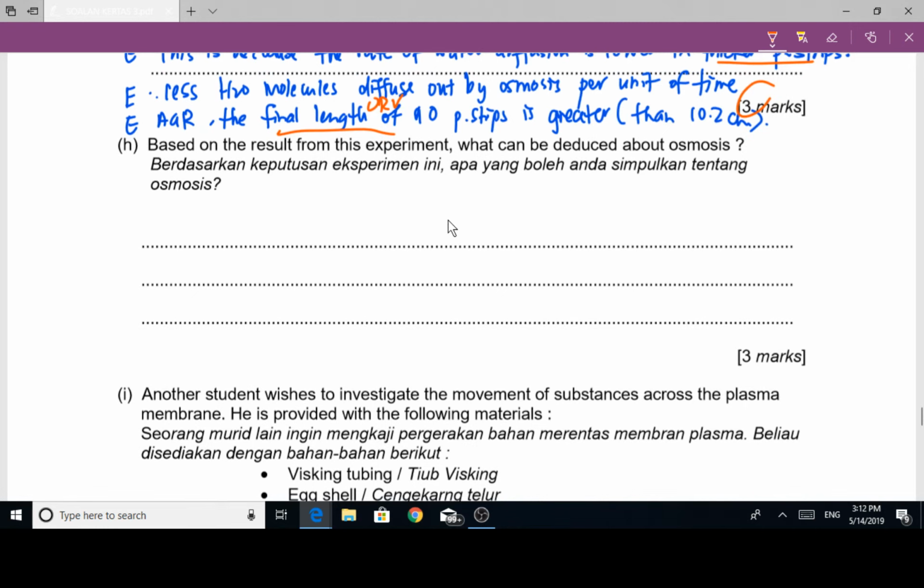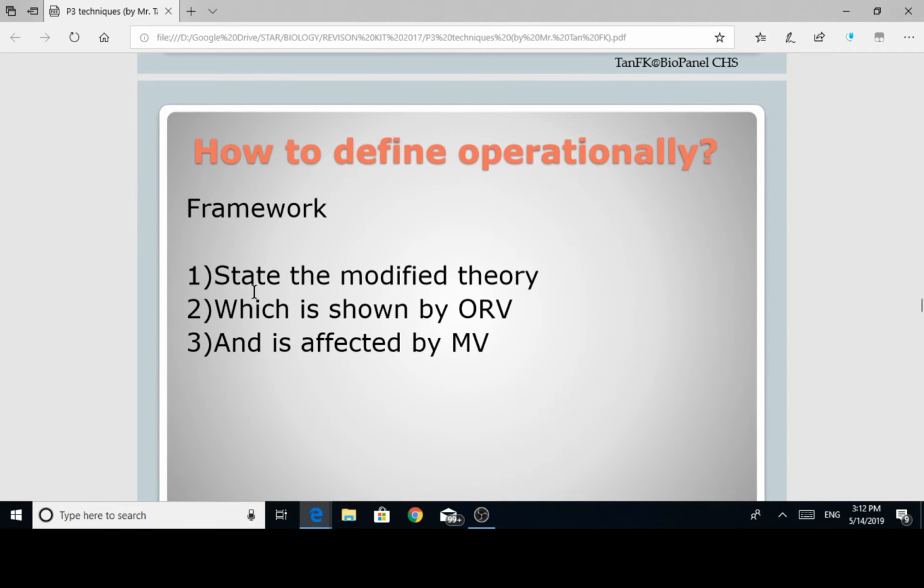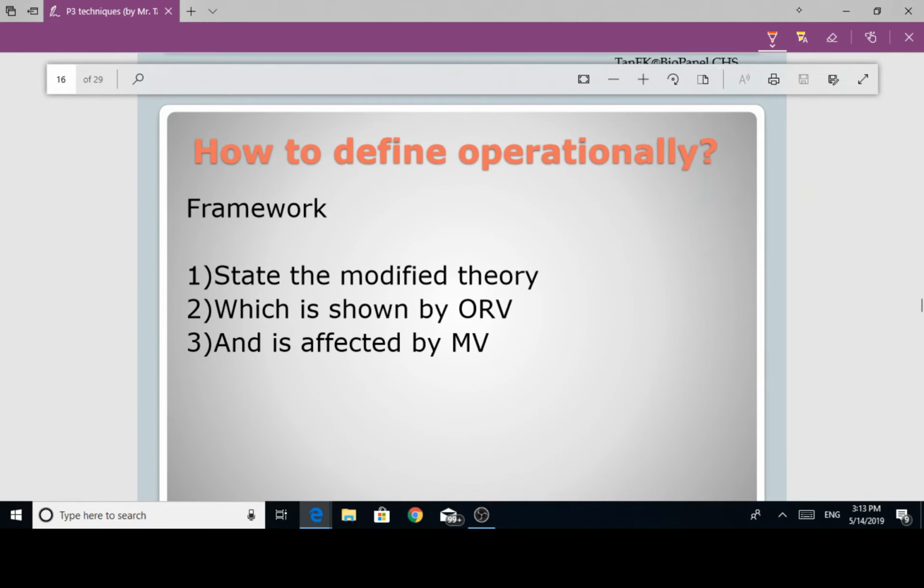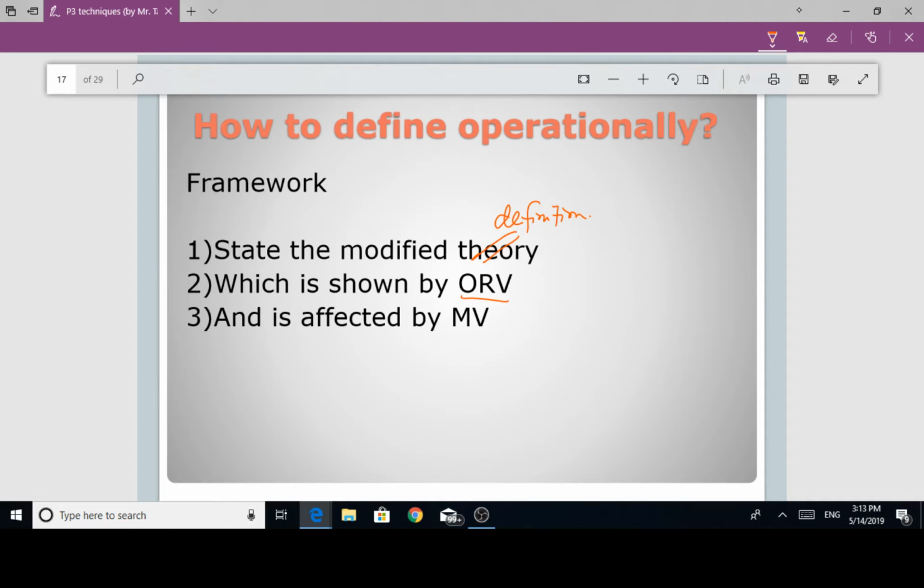Okay, now H. Based on the result from this experiment, what can be deduced about osmosis? Deduce about osmosis, that means to say that we need to give an operational definition. Now let's look at the template. Number 1, state the modified definition. In your second sentence, you should relate it to the ORV, and the last sentence, let's talk about the MV.